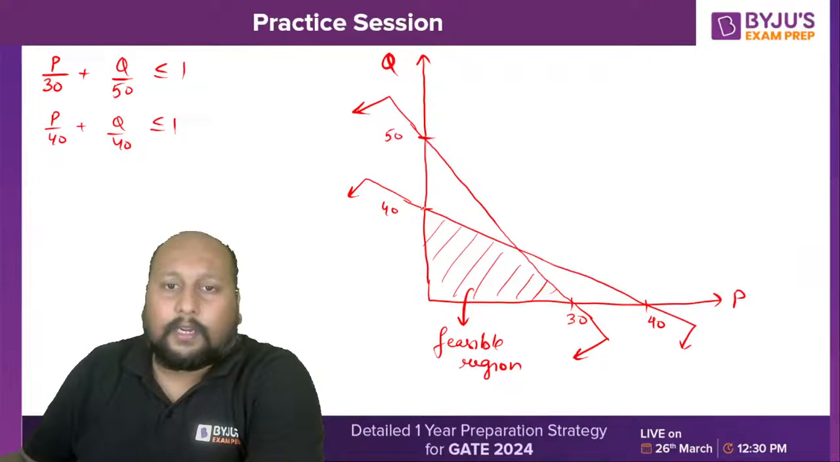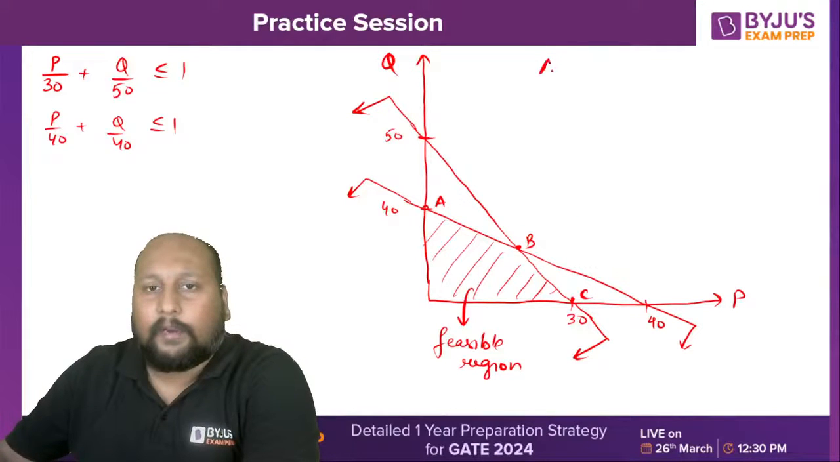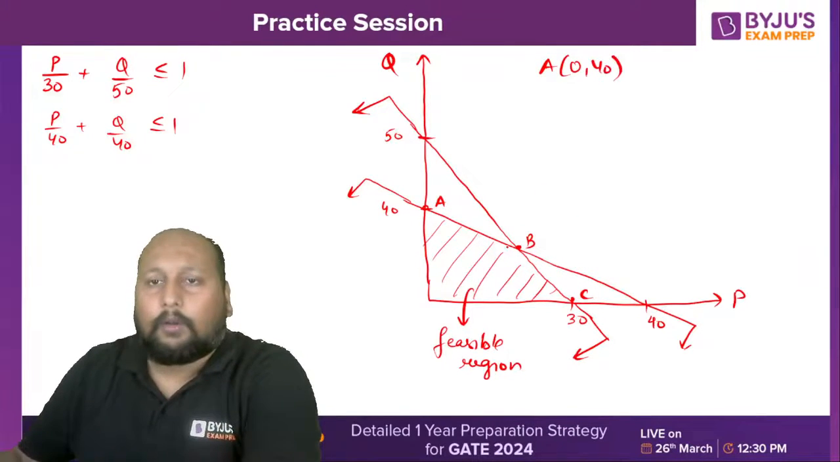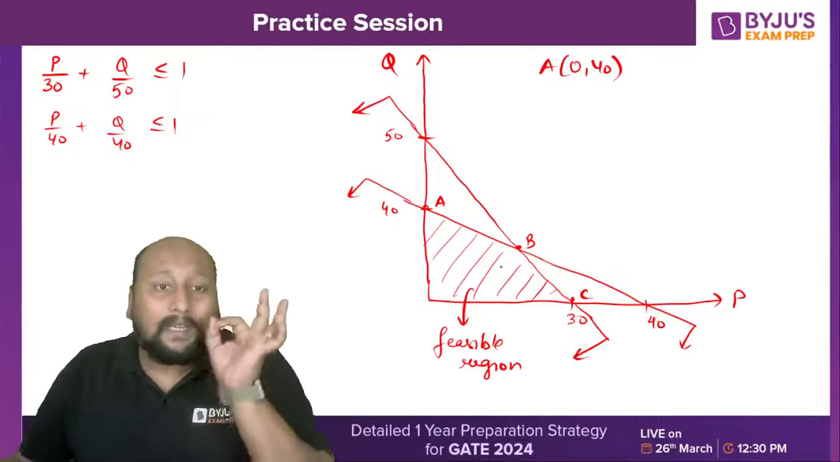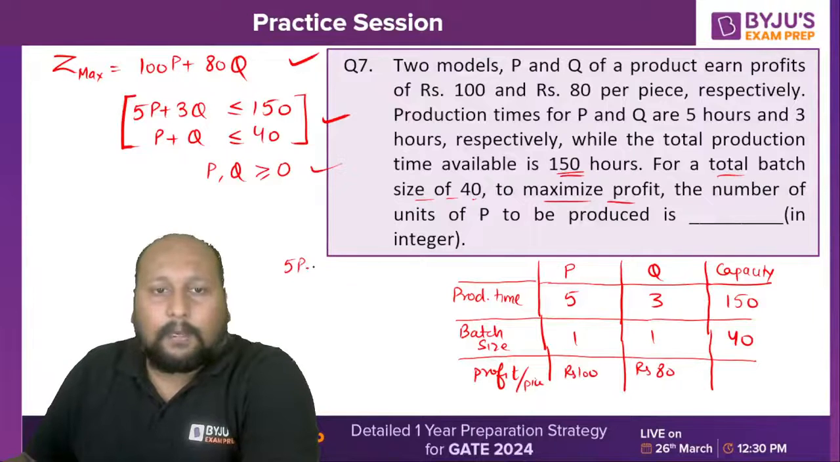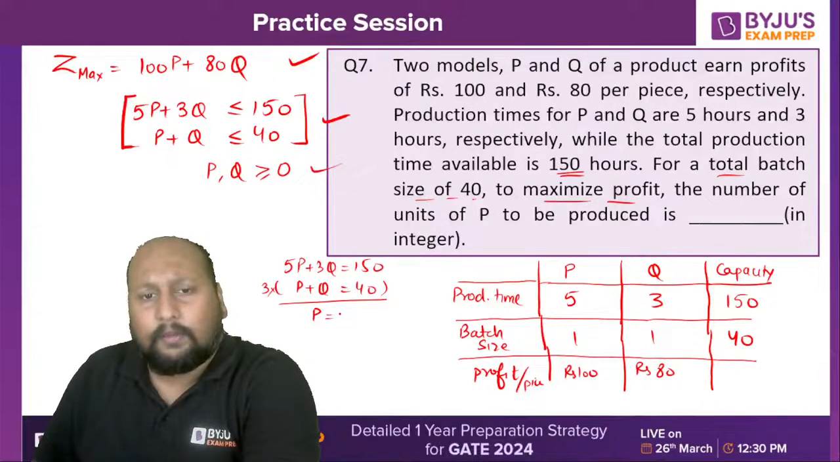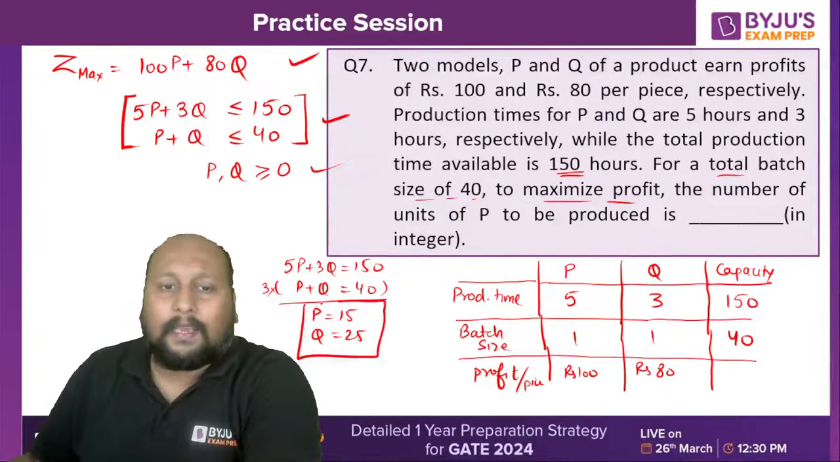This is point A, this is point B, this is point C. So I can have the coordinate of point A as 0, 40. Now, how we can calculate the coordinate of point B? Point B is the intersection of these two equations. So if I take 5P plus 3Q is equal to 150 and P plus Q is equal to 40, let us multiply the second by 3 and subtract it, we get 2P is equal to 30, so P is equal to 15, Q is equal to 25. So I got the coordinate of point B as 15, 25.